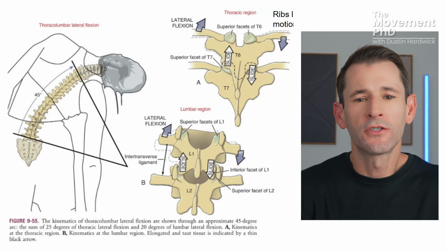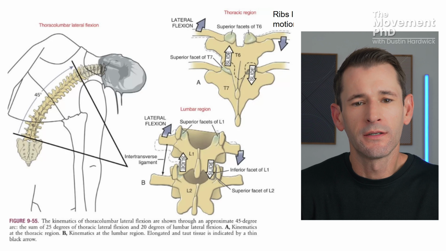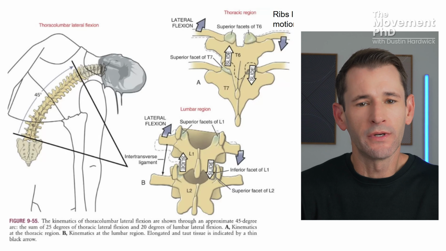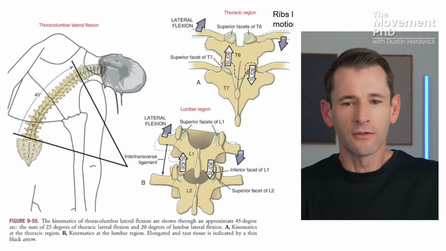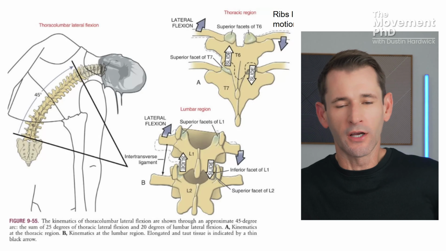So what are the structures that limit lateral flexion? It's going to be those intertransverse ligaments, so those ligaments between those transverse processes, and the lateral muscles of the body that you're bending away from.